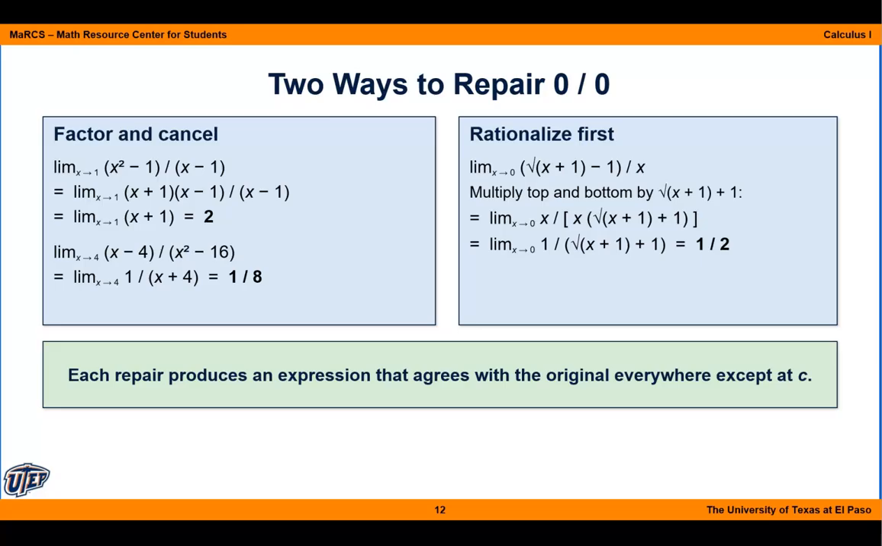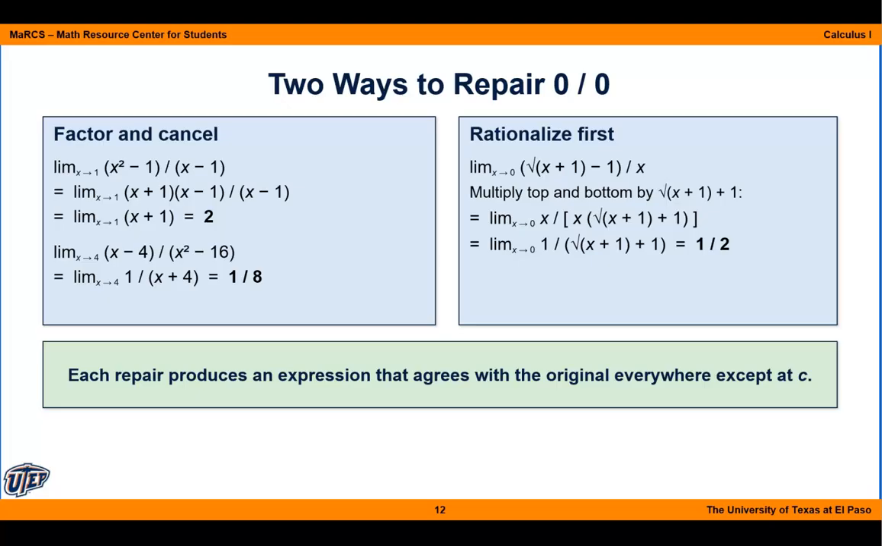This slide presents 2 common algebraic repairs for the indeterminate form 0/0. The first method is factoring and canceling. In the first example, factor the difference of squares in the numerator. The common factor cancels, leaving x plus 1. We can now substitute 1, giving a limit of 2.